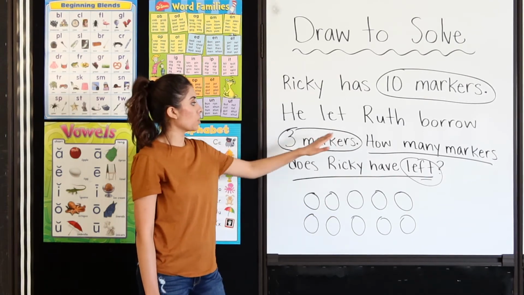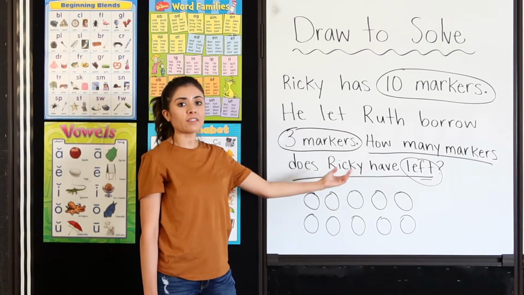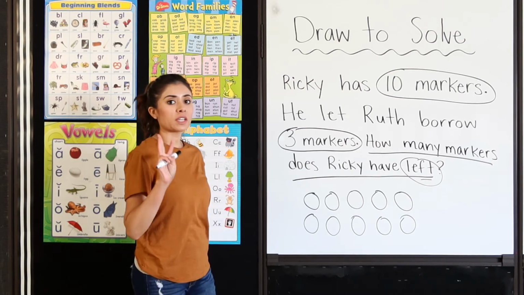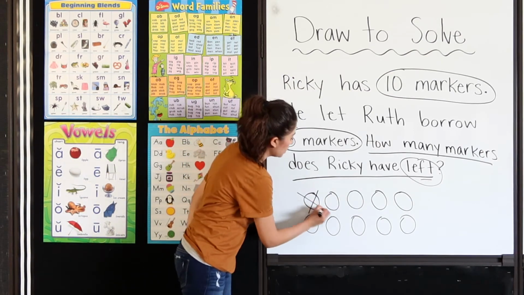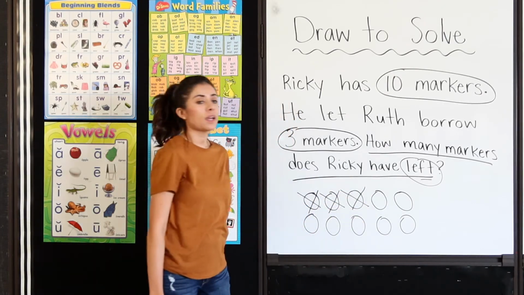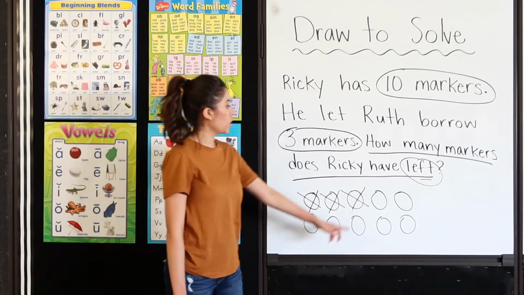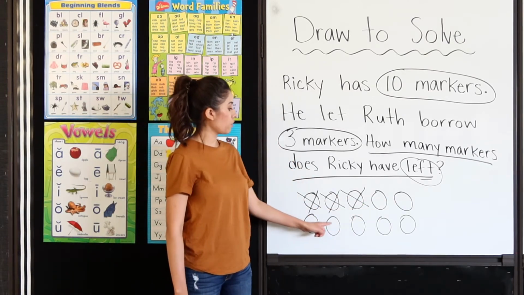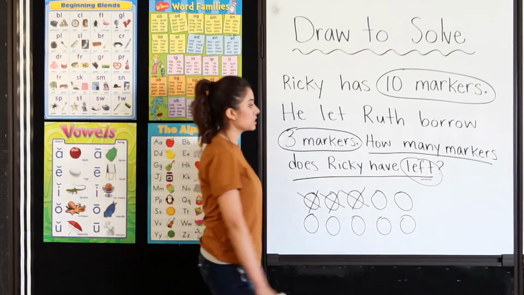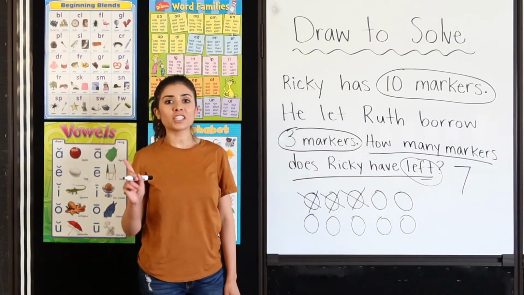Now, Ruth borrowed 3, and I know that I want to find out how many I have left, so I'm going to take those 3 away. Let's go ahead and cross out 3 markers. 1, 2, 3. How many markers does Ricky have left? Let's go ahead and count. 1, 2, 3, 4, 5, 6, 7. Ricky has 7 markers left. Great job.